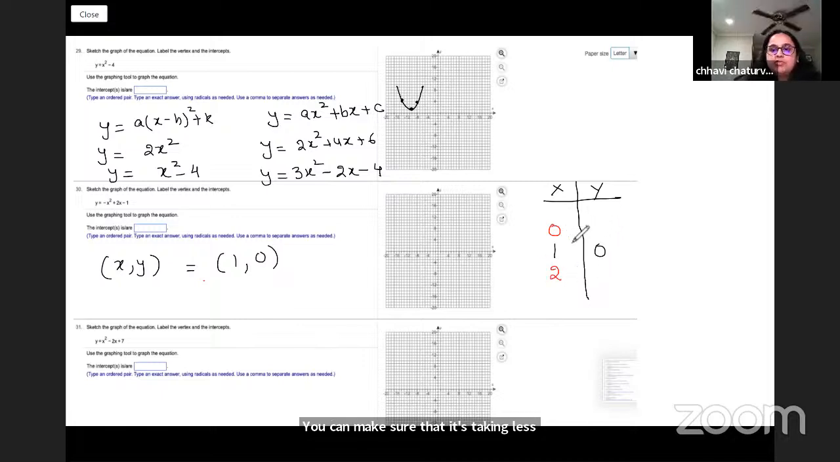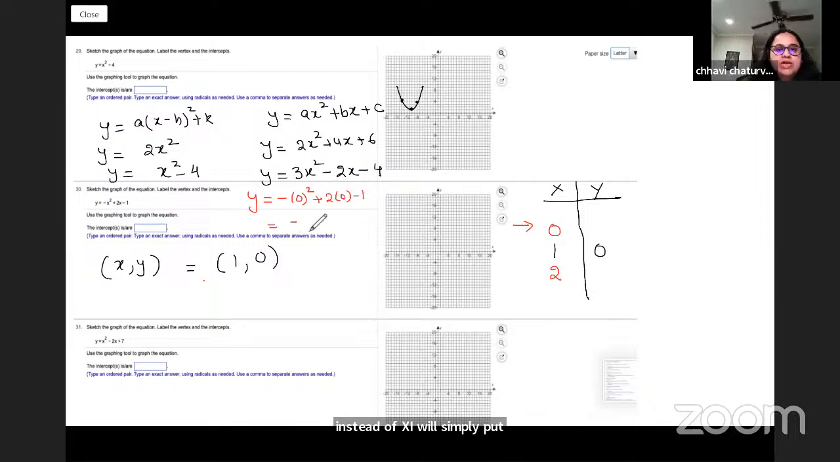All right, so we have the neighbors as 0 and positive 2. I will go ahead and find the output for 0 first. So instead of x, I will simply put 0. So that just gives me 0, negative 1. And if our mathematics is correct, we should also get the same point for 2.